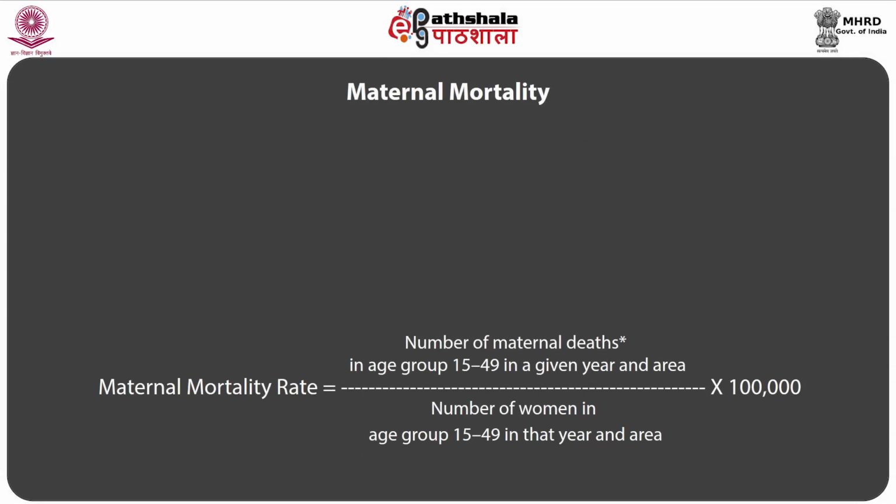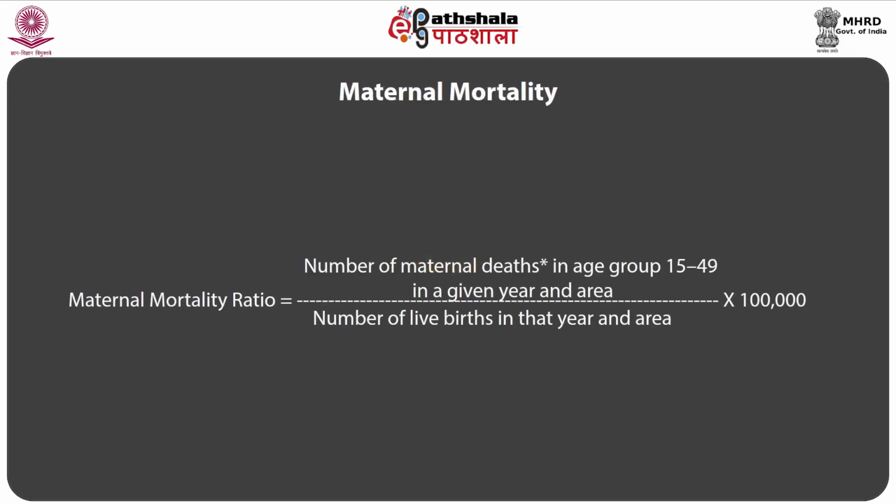Maternal mortality rate equals number of maternal deaths in the age group 15 to 49 in a given year and area divided by number of women in the age group 15 to 49 in that year and area multiplied by 100,000. Maternal mortality ratio: number of maternal deaths in age group 15 to 49 in a given year and area divided by number of live births in that year and area multiplied by 100,000.